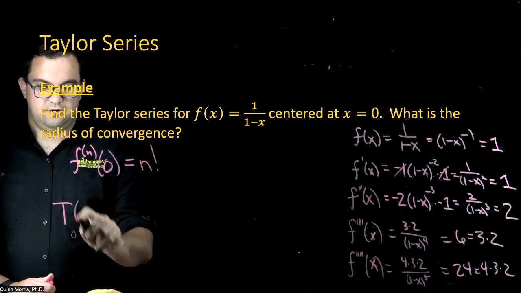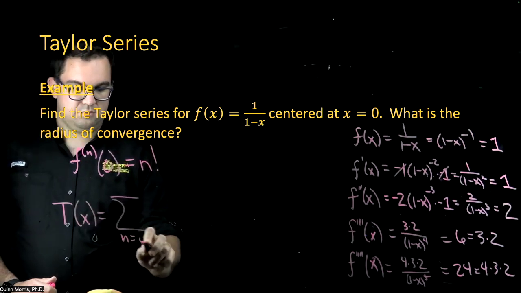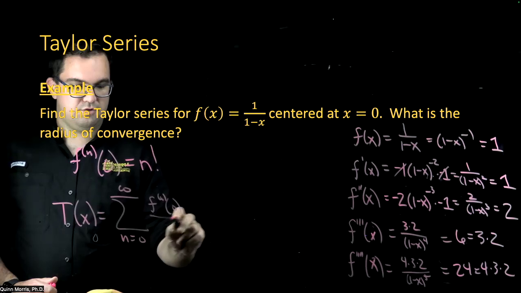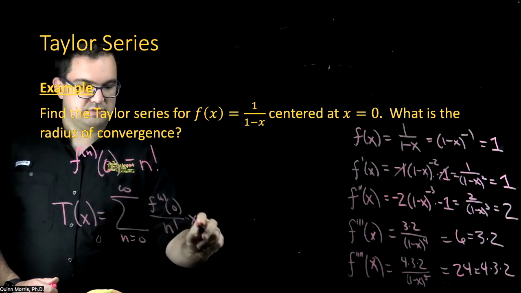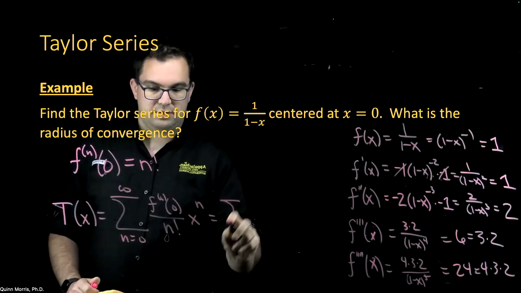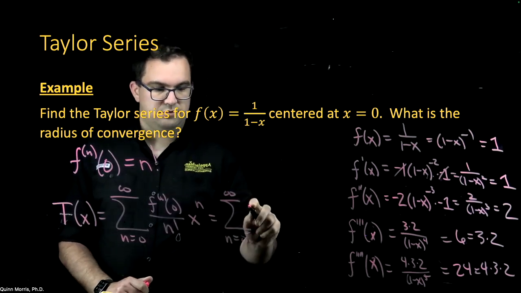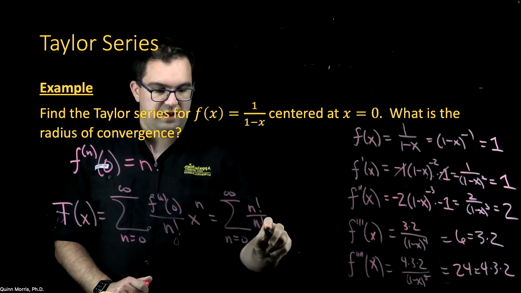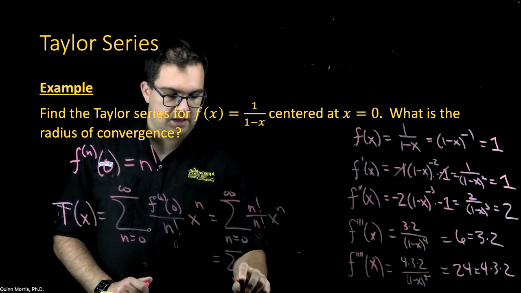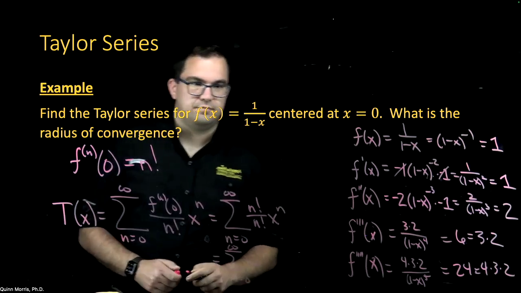So the Taylor series, right? By definition, it would just be the sum n equals 0 to infinity of the nth derivative evaluated at 0 divided by n factorial times x minus 0, in this case, to the n. And now if I just plug this in, this is sum n equals 0 to infinity of n factorial over n factorial times x to the n. That's just 1. This is the sum n equals 0 to infinity of x to the n.